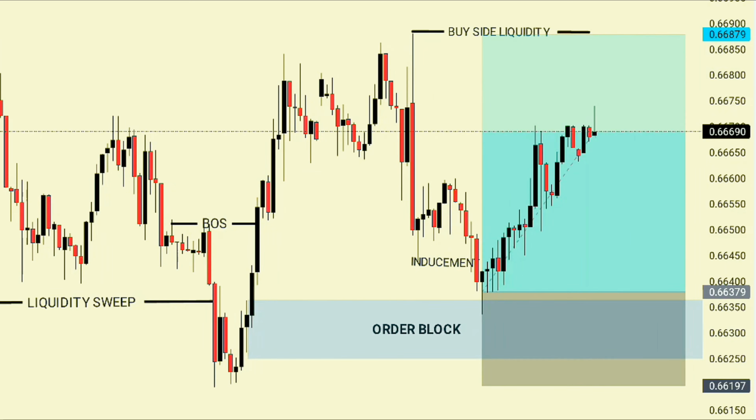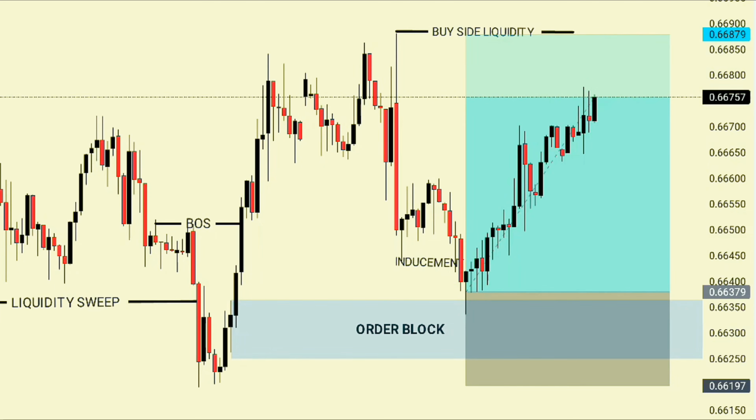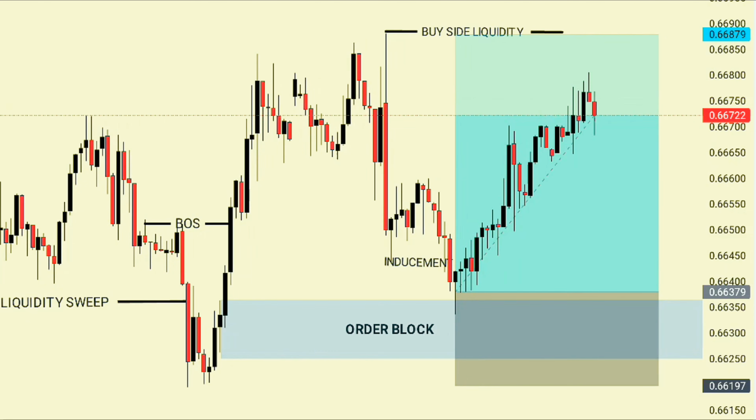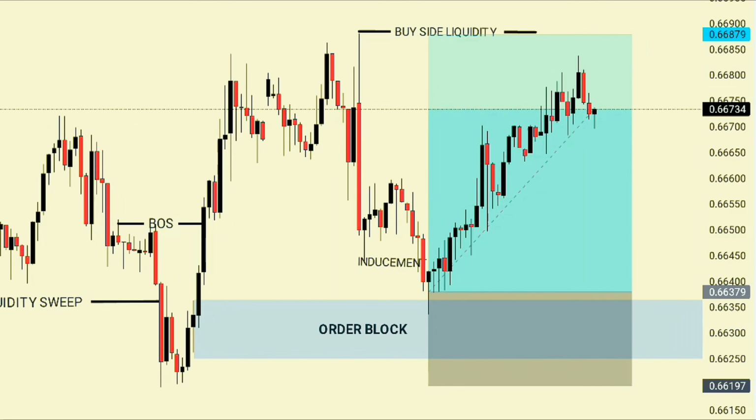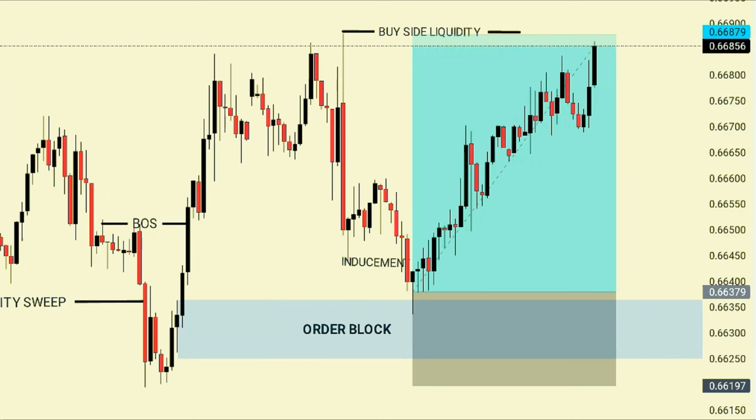So that's the full breakdown of how this SMC buy setup played out. Liquidity sweep, BOS, order block return, inducement, and final delivery into buy-side liquidity.